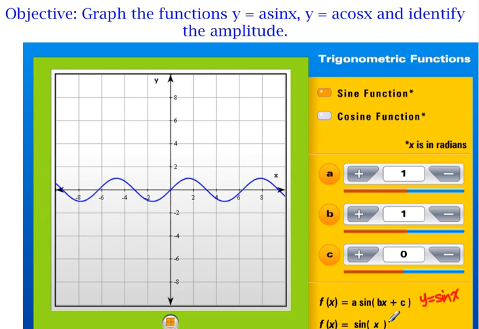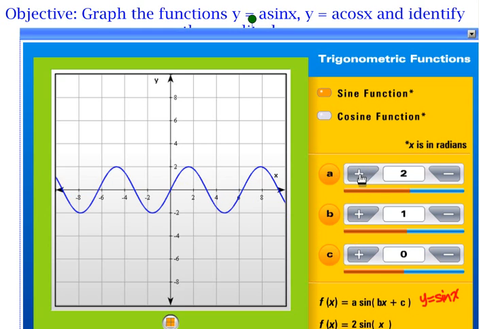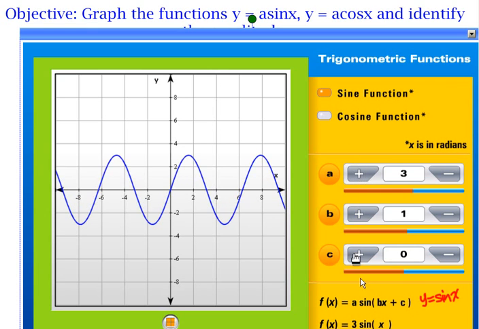The only value that I'm going to change is the value of a. So let's look to see what happens as I change a. I increased it to 2, so notice at the bottom it's showing me what graph I'm doing, which is 2 times sine x. If I increase that to 3, now I have 3 sine x. What's happening to the graph? Can you see? Right, it is affecting the amplitude. My graph is getting taller. It's stretching vertically.